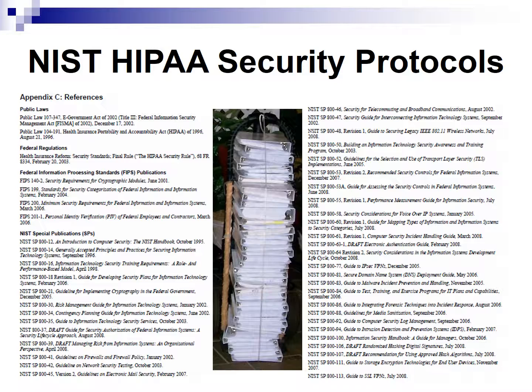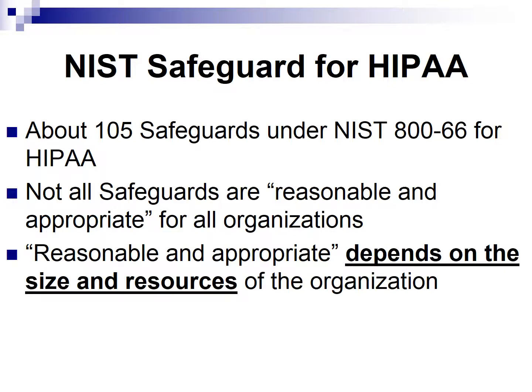ACR and Compliance Helper have extensively interpreted and simplified these procedures to make them practically accessible to small organizations. There are over 100 possible safeguards for HIPAA-regulated organizations under NIST 800-66. Not all of these are reasonable and appropriate for all organizations. The current version of the HIPAA security rule, page 5589, explicitly states that appropriate depends on the size and resources of the organization.